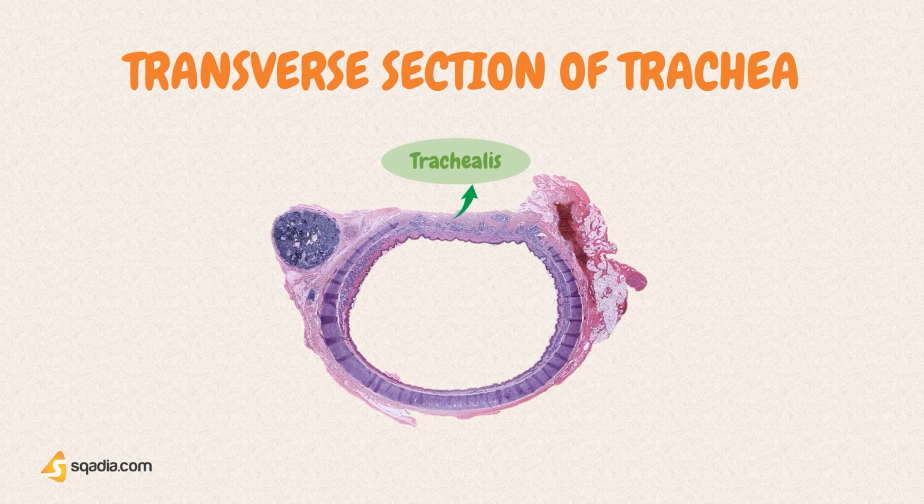Right here, we have a thick band of smooth muscle located in the surroundings of the cartilaginous ring, and this band is our trachealis muscle. This muscle helps in providing stabilization to the entire trachea. Not only this, it contracts during coughing. When it contracts, the tracheal diameter decreases, and so it helps the air to move out of the lungs with greater force.